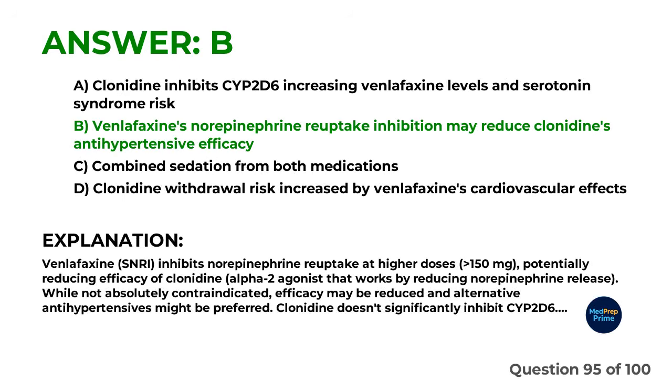Correct answer, B. Venlafaxine, an SNRI, inhibits norepinephrine reuptake at higher doses, above 150 mg, potentially reducing the efficacy of clonidine, an alpha-2 agonist that works by reducing norepinephrine release. While not absolutely contraindicated, efficacy may be reduced and alternative antihypertensives might be preferred.